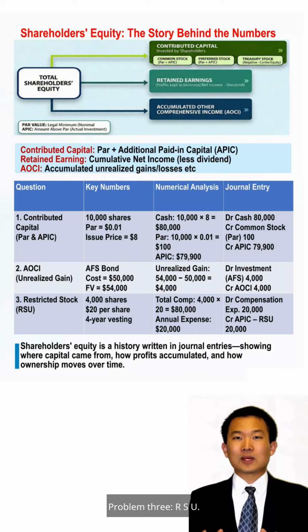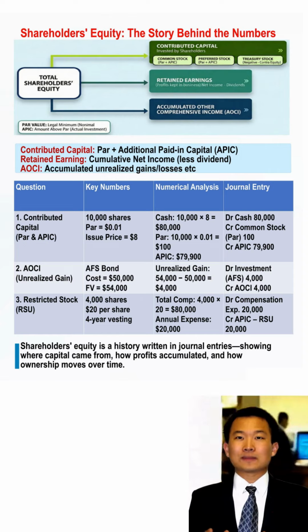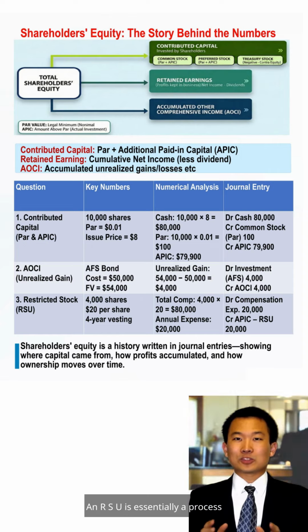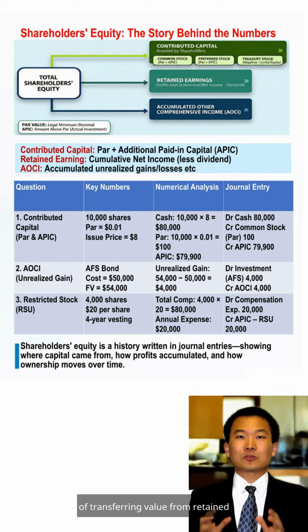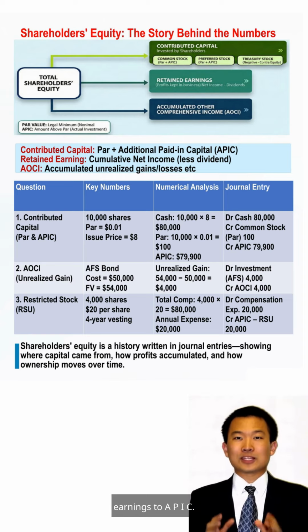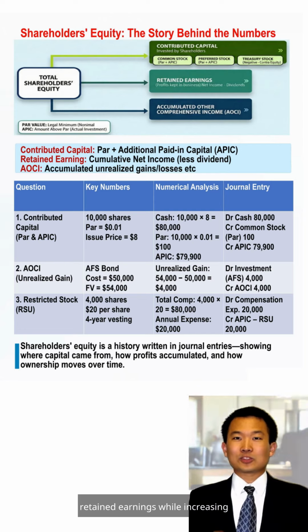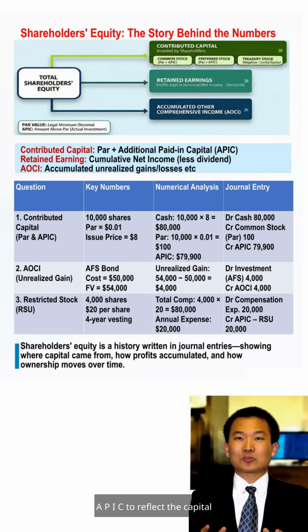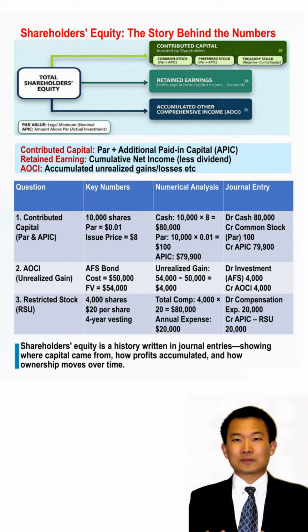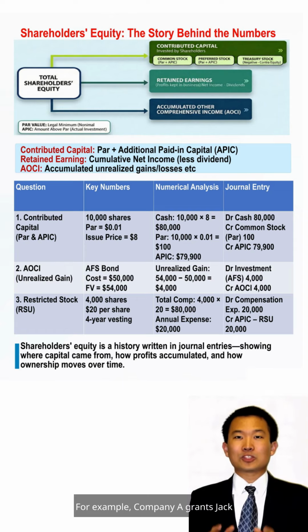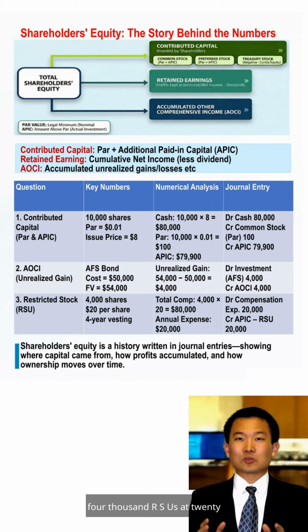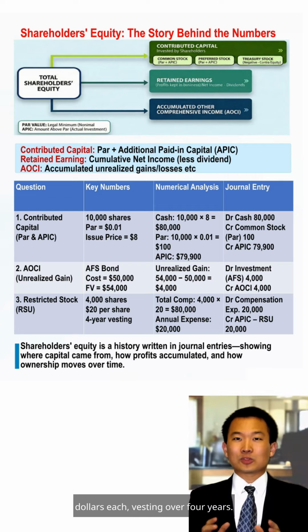Problem 3. RSU. Restricted stock units involve changes even without cash. An RSU is essentially a process of transferring value from retained earnings to APIC. As employees earn shares through service, the company recognizes compensation expense, reducing retained earnings while increasing APIC to reflect the capital contributed through labor. For example, Company A grants Jack 4,000 RSUs at $20 each, vesting over 4 years.